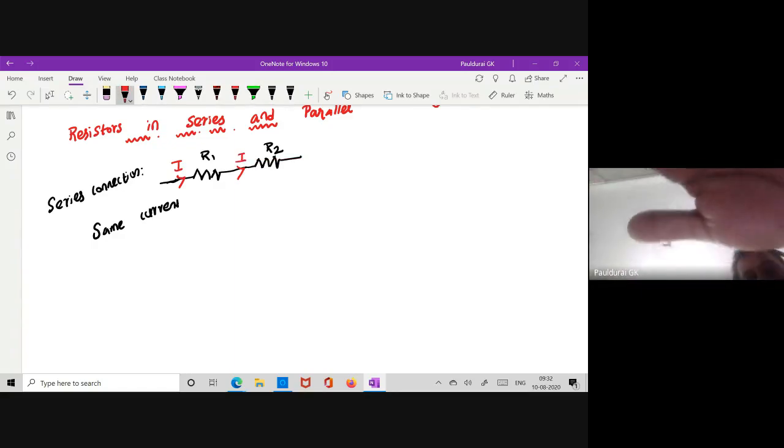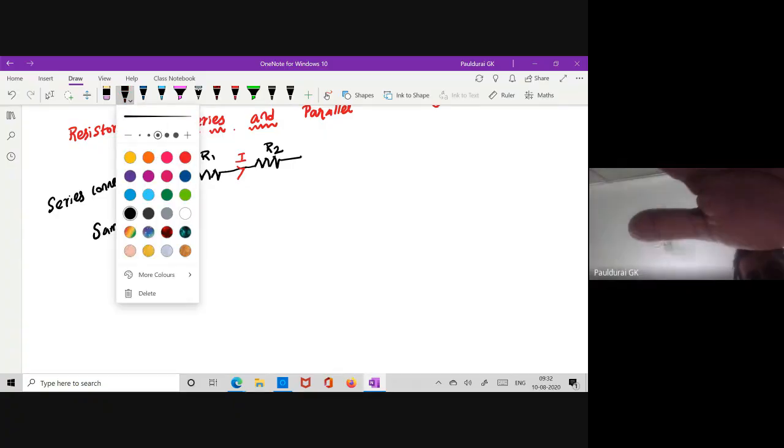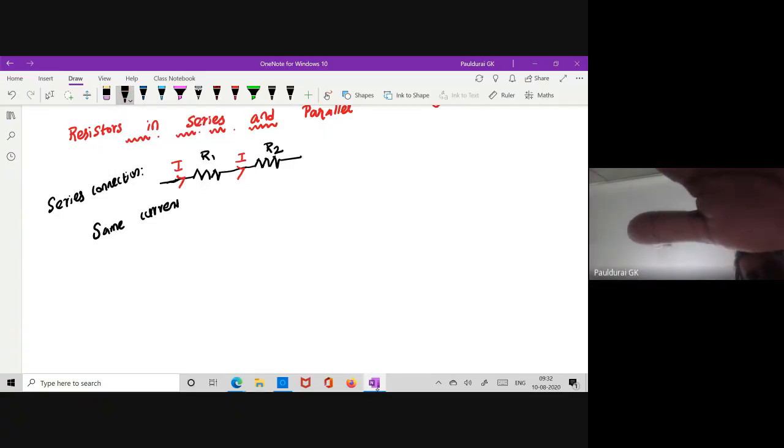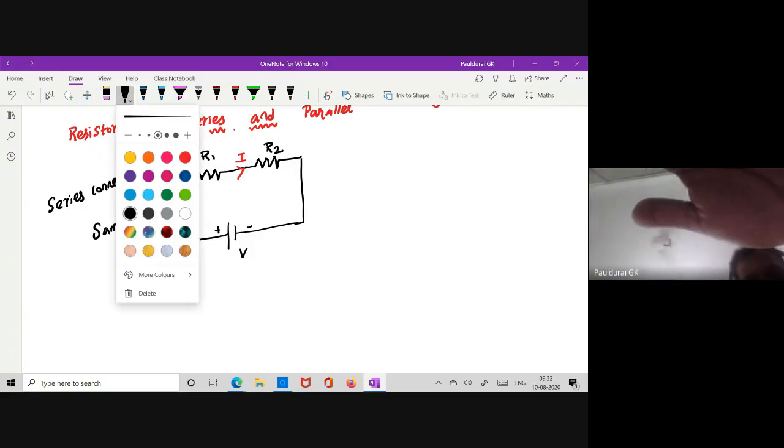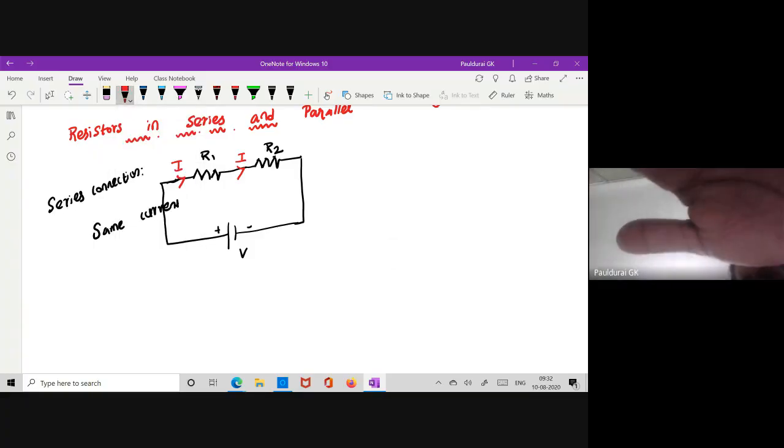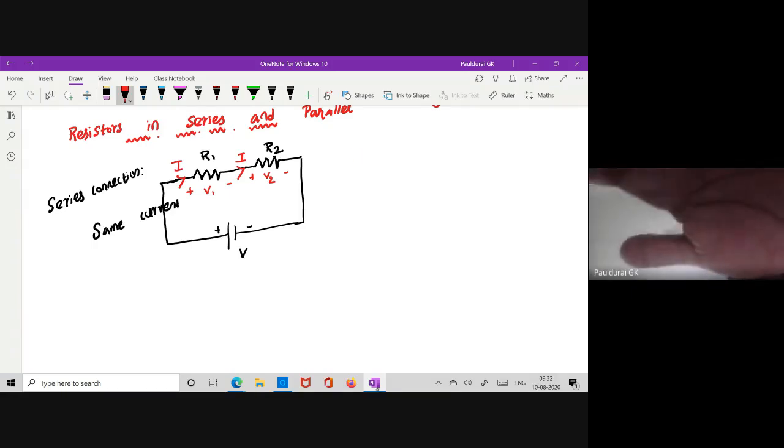Okay, but what will happen if I apply some voltage? Assume I am applying some voltage, this is my V, plus minus. What is the polarity for the resistance? That we don't know, but normally this is plus minus, take some V1, and this is plus minus, take some V2. So now from KVL straight away I can write V equals V1 plus V2.